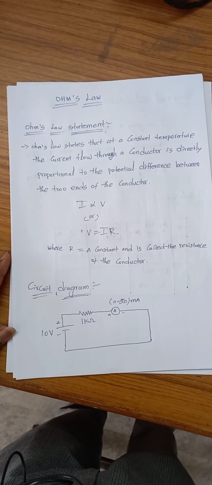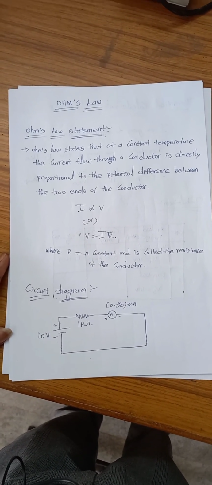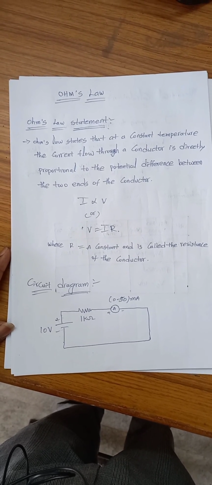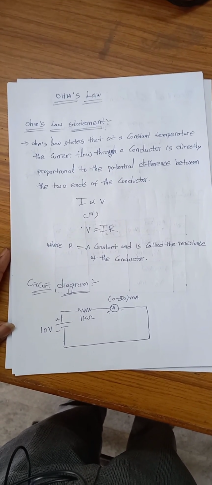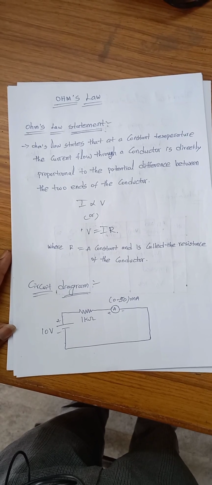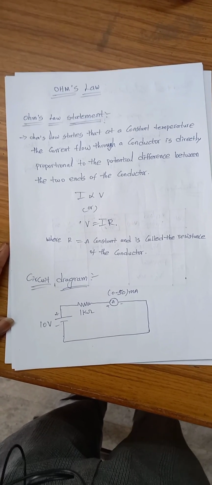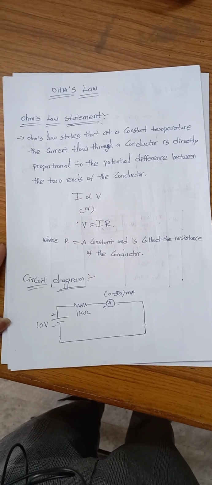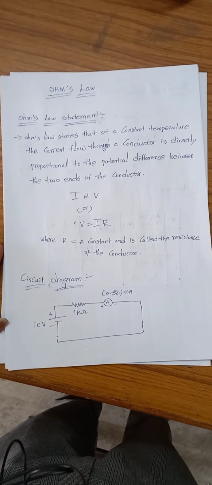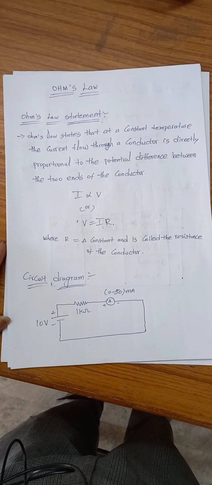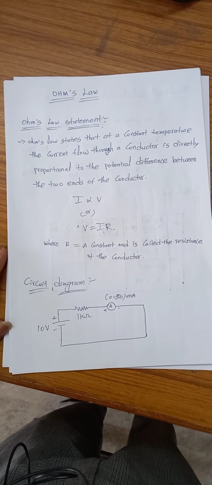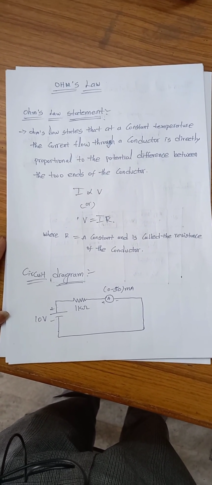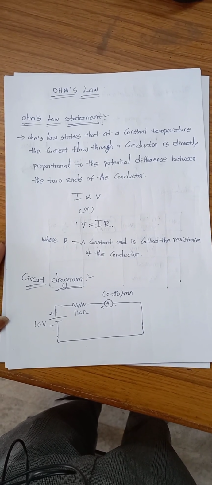You remember this is a very small experiment. We need to prove V is directly proportional to I. We have one condition to satisfy Ohm's law: at a constant temperature. At a constant temperature only, V is directly proportional to I. Otherwise, if temperature is not constant, V is not directly proportional to I. If temperature is constant, then we can get V directly proportional to I.